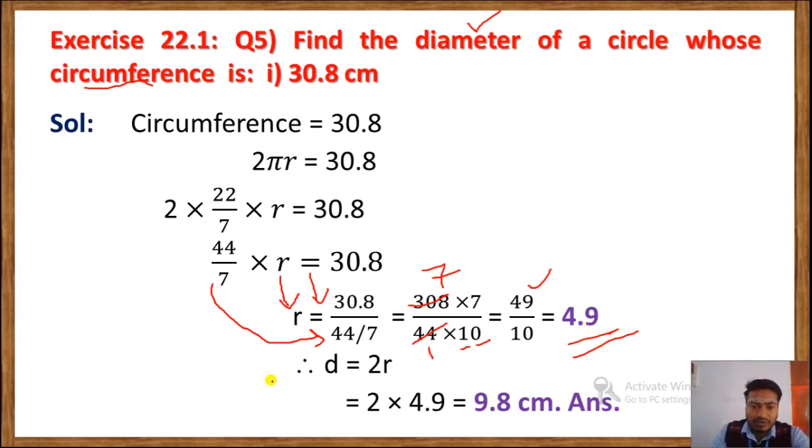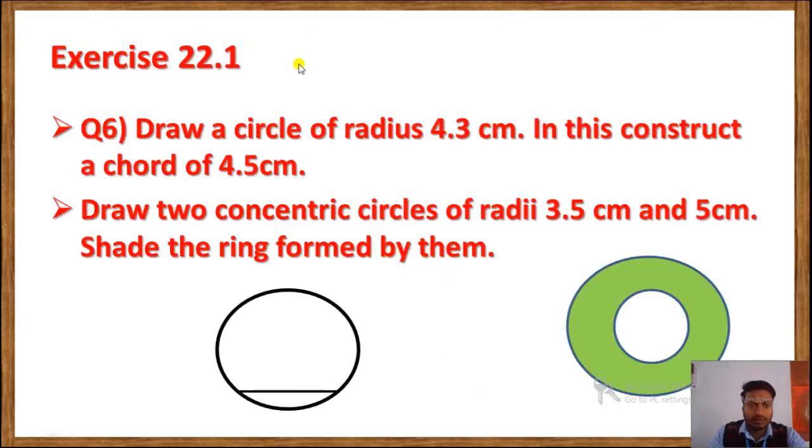Now you know very well, diameter equals 2 into radius. So we can use this formula. Now use the value. The radius we just got is 4.9, so 2 into 4.9. When we multiply, we will get 9.8 centimeter. This is the diameter. So this is how we can find the diameter when we have the circumference. Okay, clear to you?